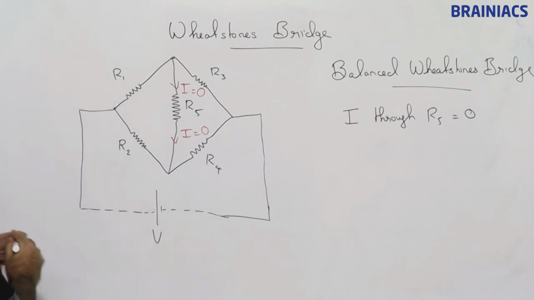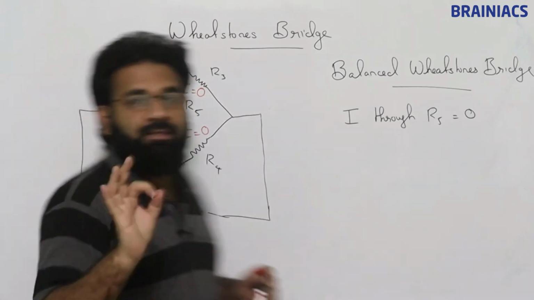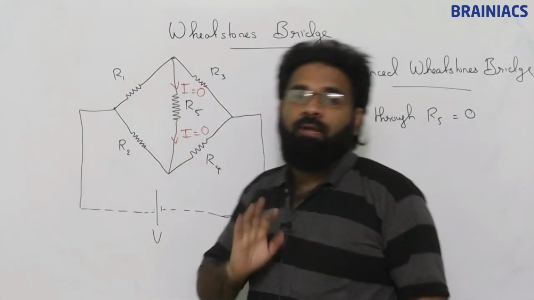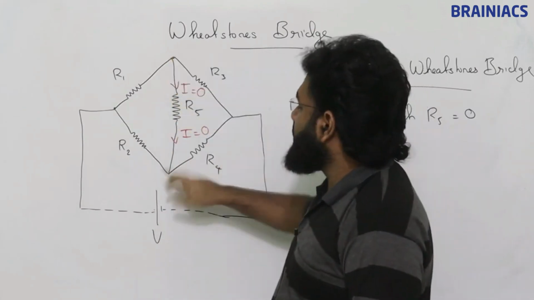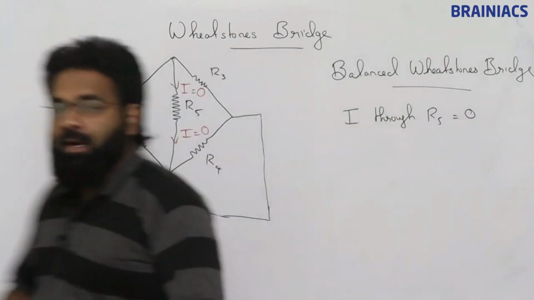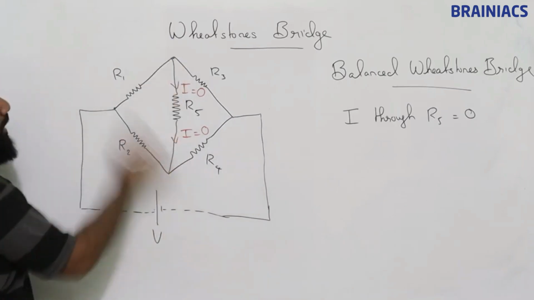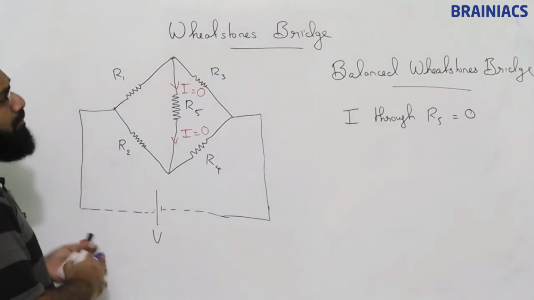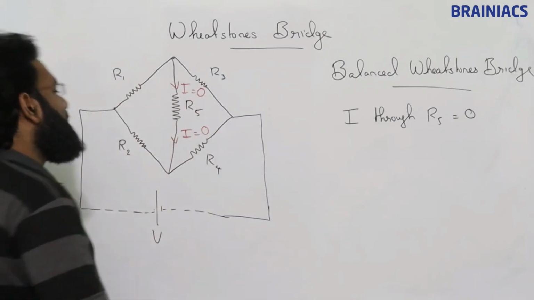Clear? So if no current should pass through this, what is the condition? The potential across these two points must be the same. If there is a potential difference between these two points, definitely there will be current flow. If the potential difference between these two points is the same, then no current will flow. This condition is what is called a balanced Wheatstone's bridge.